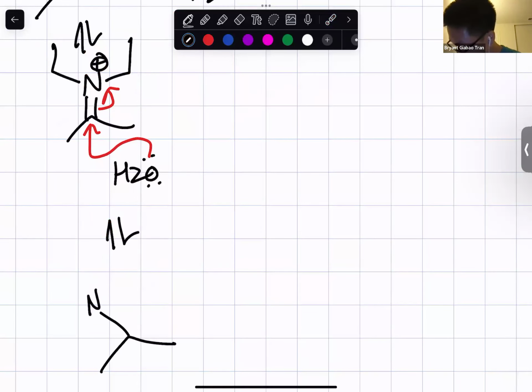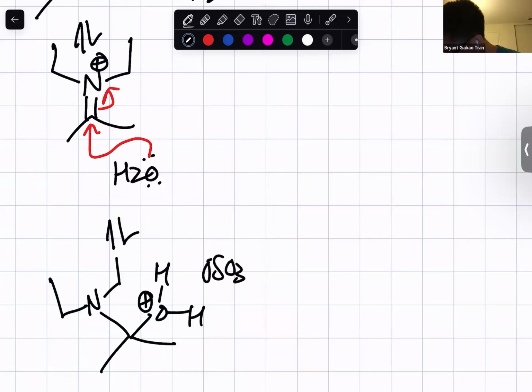Let me just do that here. We want the oxygen to stay, so we have to deprotonate that group.